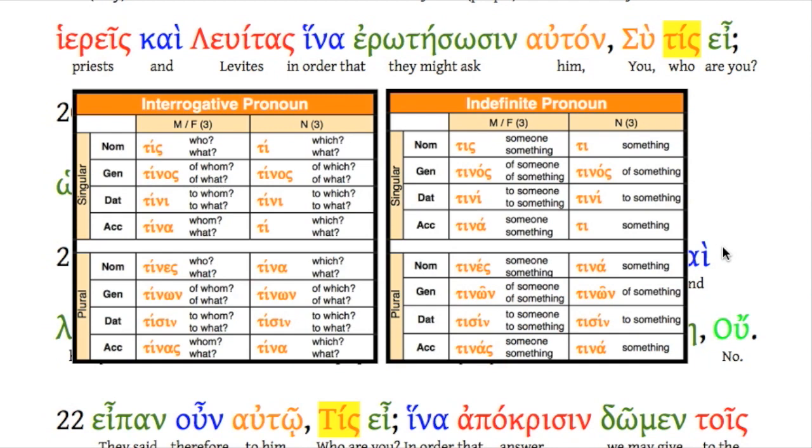Taking a look at the interrogative and indefinite pronouns in John 1, you'll see first off that they are not nearly as common as our first and second person pronouns and relative pronouns, but they are there and they're important to see. So here's the first one, nice and easy. Su, tis ei. You, who are you? It's actually emphatic in Greek. Who are you? They're asking John this. It almost is like, who do you think you are? You're out here in the wilderness pretending to be a prophet or whatever. But look at this tis here. Tis, nominative, singular, masculine. Who are you?